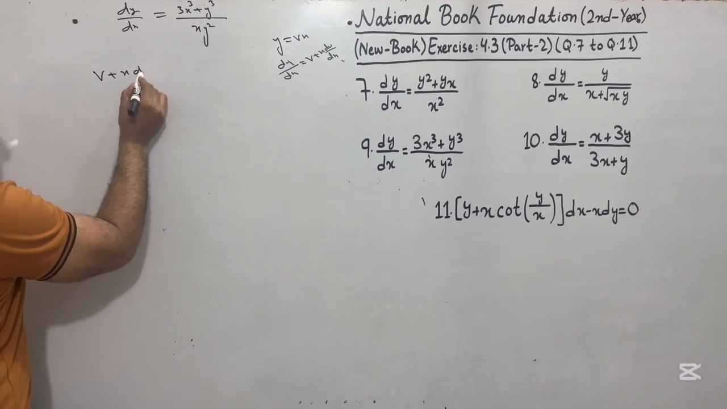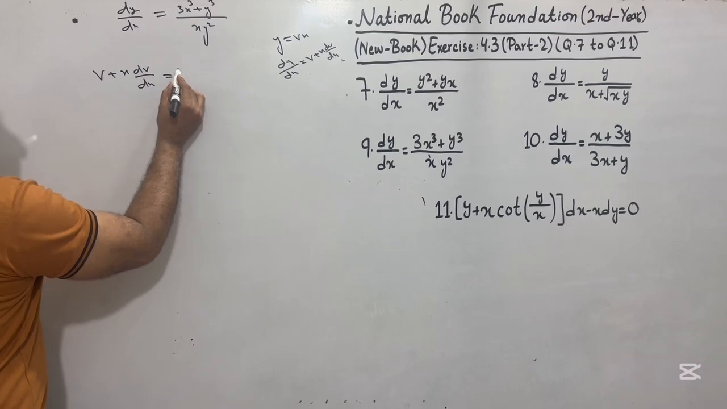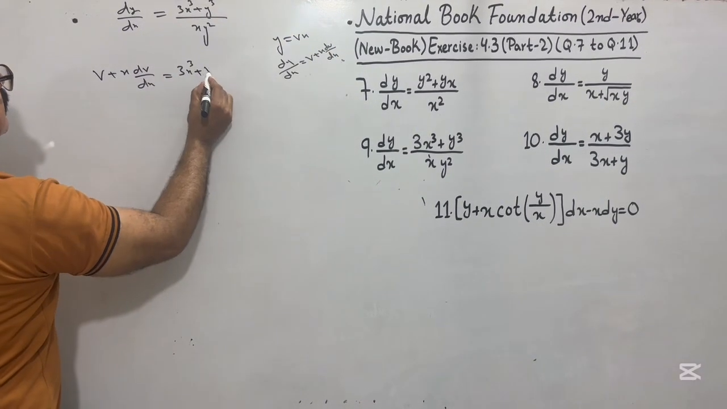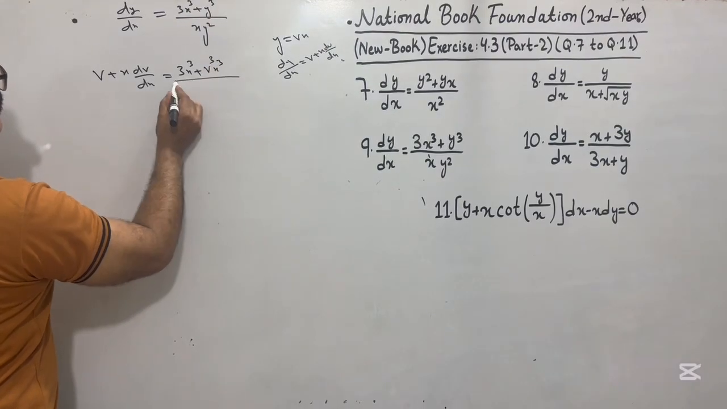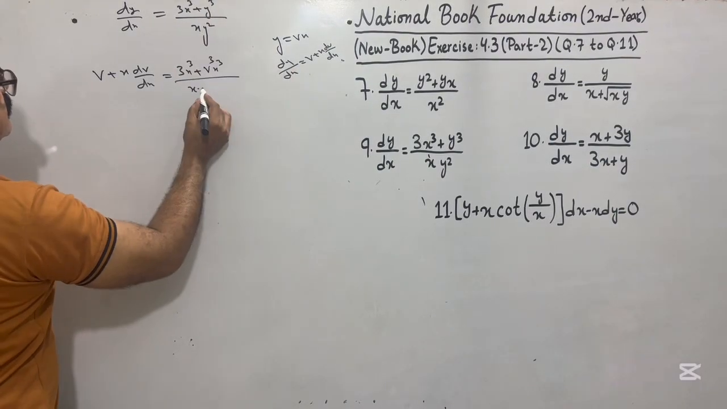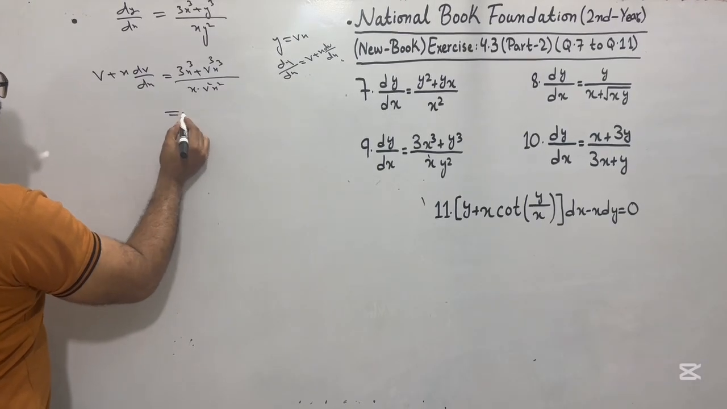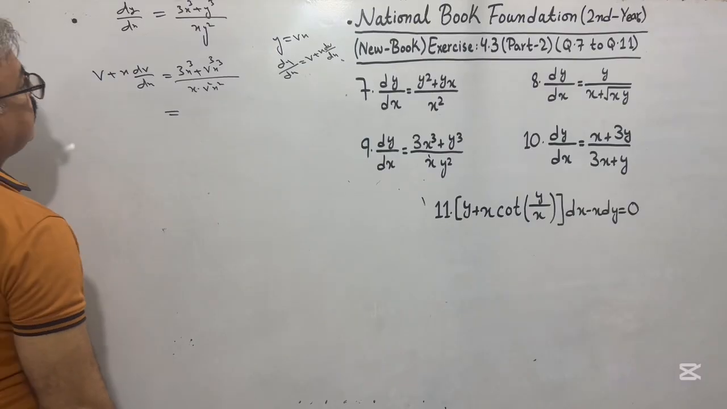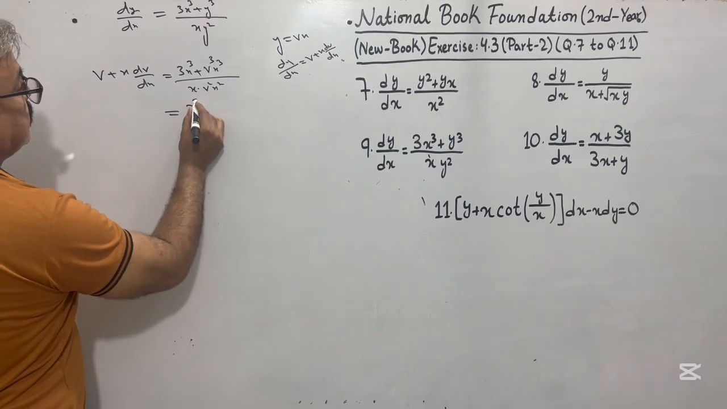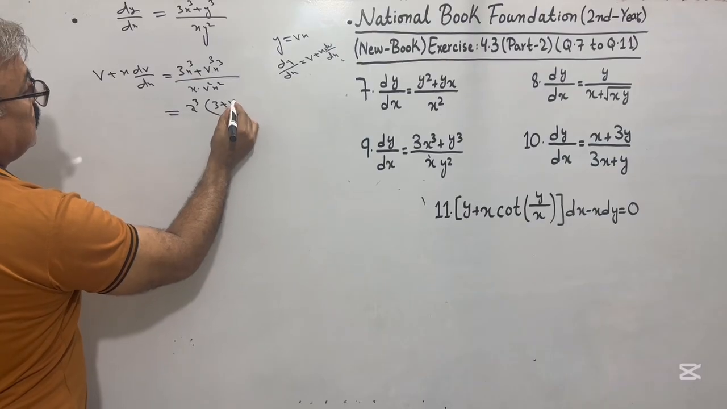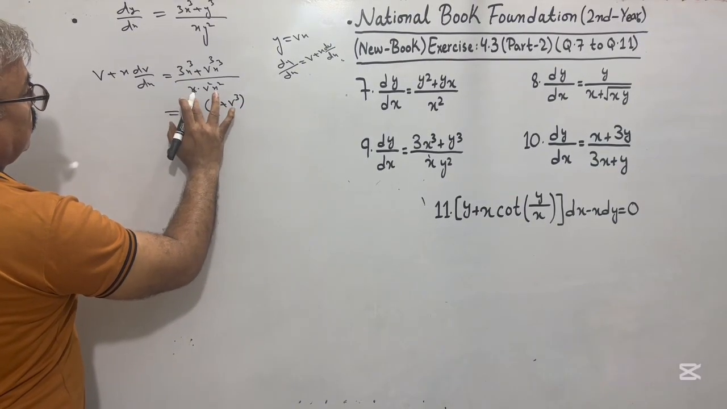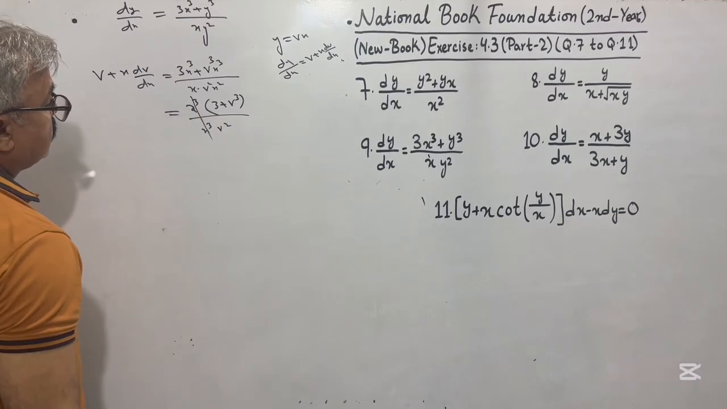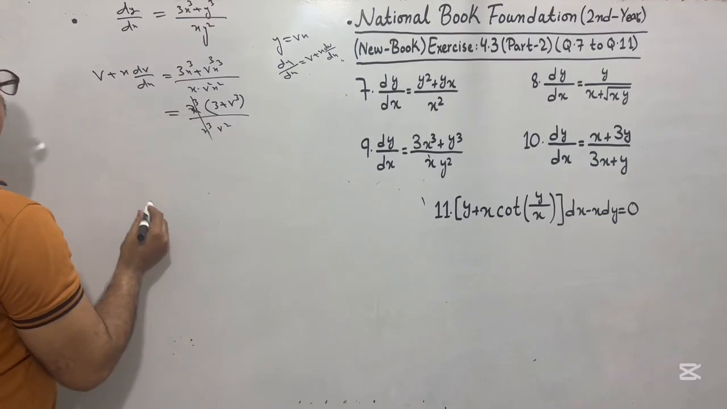v plus x times dv over dx equals 3x cube, with vx instead of y, having cube, v cube x cube, over x times y square, which means v square x square. Look at this, x has been cancelled out on the right hand side in the case of homogeneous equations. Taking x cube common from the numerator, we have 3 plus v cube, if I'm not wrong. Good. In the denominator, it will become x cube times v square. The x cube has been cancelled out.